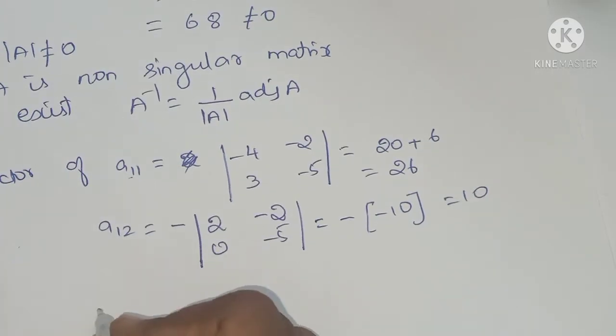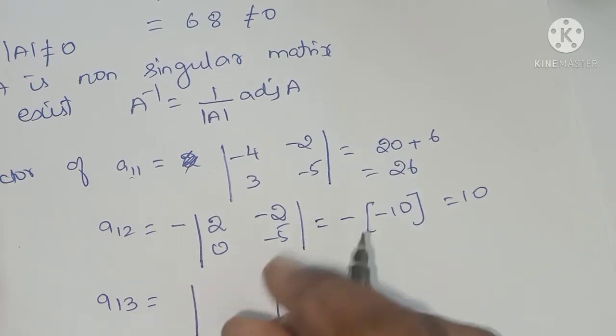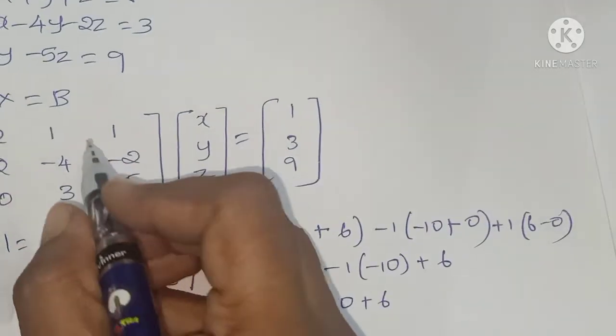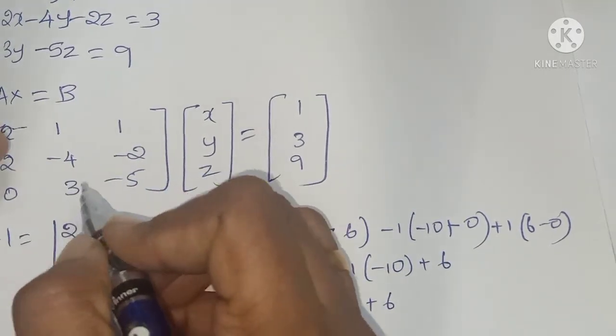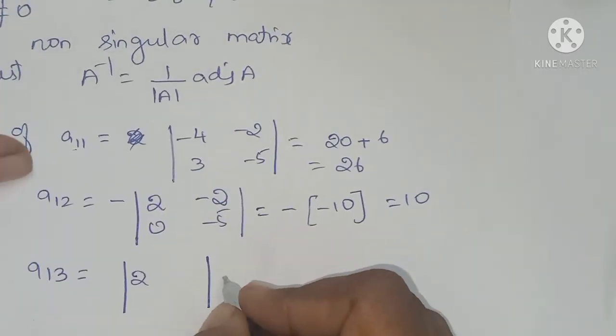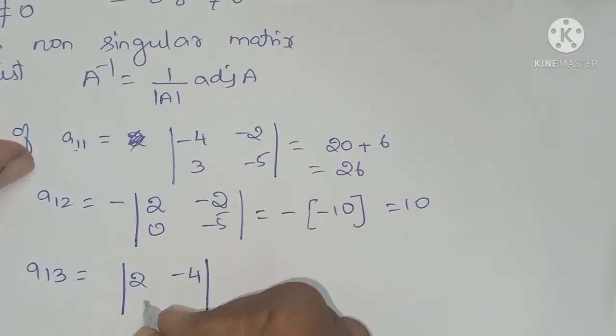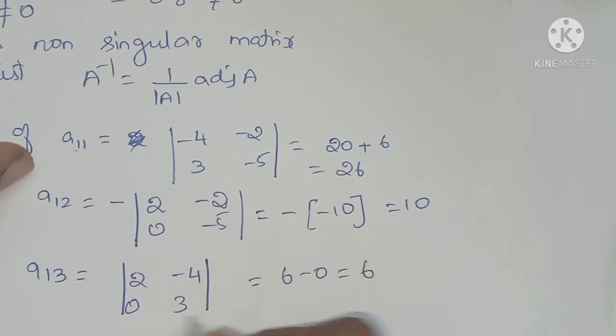The next one, A13. So 1 plus 3 is 4. It is an even number, so it is positive value. So hide the first row and third column. We get 2, minus 4, 0, 3. So this is equal to 2 3s are 6 minus 0 gives us 6.